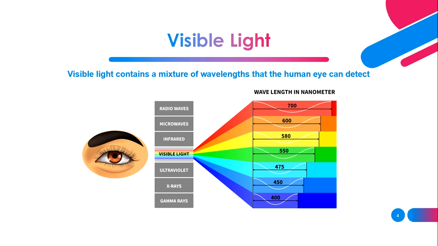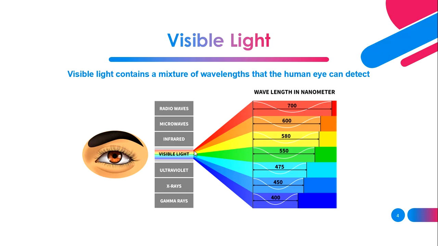Now, visible light from the sun comes to earth as white light traveling through space in the form of waves. Visible light contains a mixture of wavelengths that the human eye can detect. When these wavelengths are separated, we see them as different colors. This happens when light waves are refracted as sunlight passes through raindrops. Different wavelengths are refracted in different amounts. Long red wavelengths are bent the least, as you see here, and short violet wavelengths are bent the most. Recombining all the wavelengths of visible light produces white light.